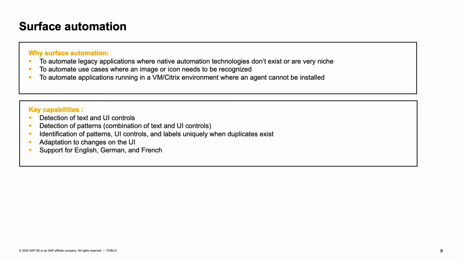What are the key capabilities of our surface automation? Of course, as I already said, you can detect text and UI controls. You can detect patterns, which is basically a combination of text and UI controls. Identification of patterns, UI controls, and labels uniquely when duplicates exist.